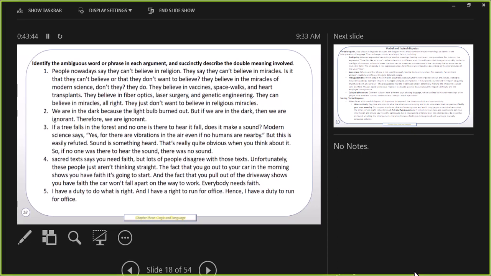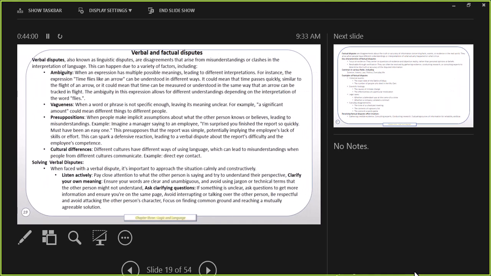Cognitive function of language can be impeded by the existence of vague and ambiguous expressions. So the first thing that you need to do is to check whether words are used consistently throughout the argument before proceeding to the further argument, right? Something else is true: the existence of verbal and factual disputes. Verbal and factual disputes can impede our argument.